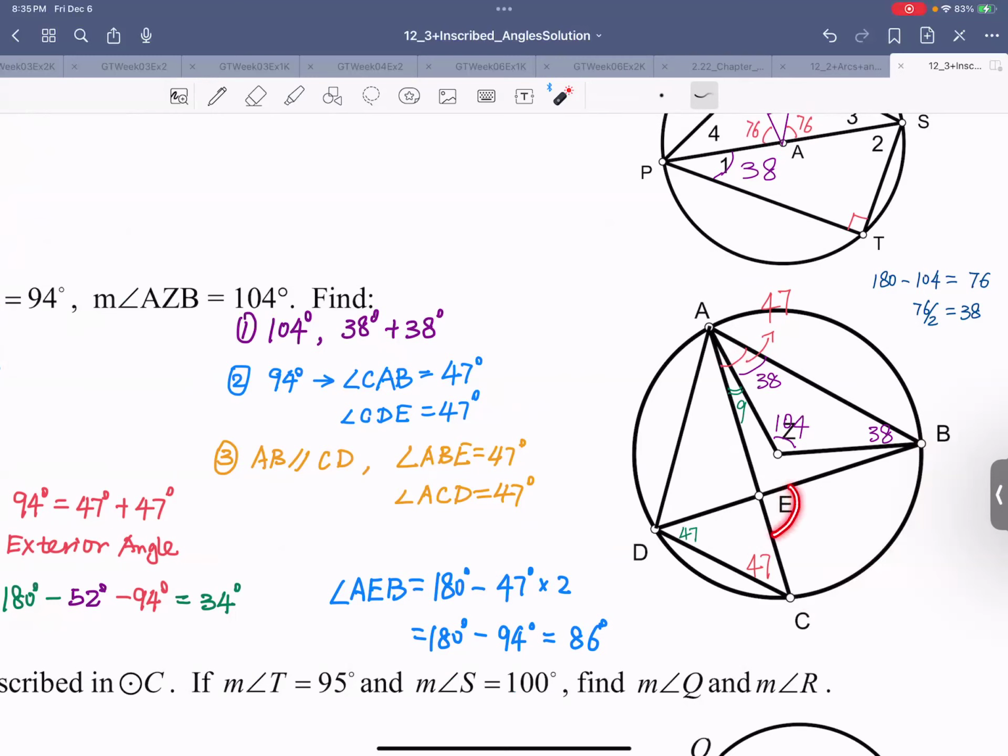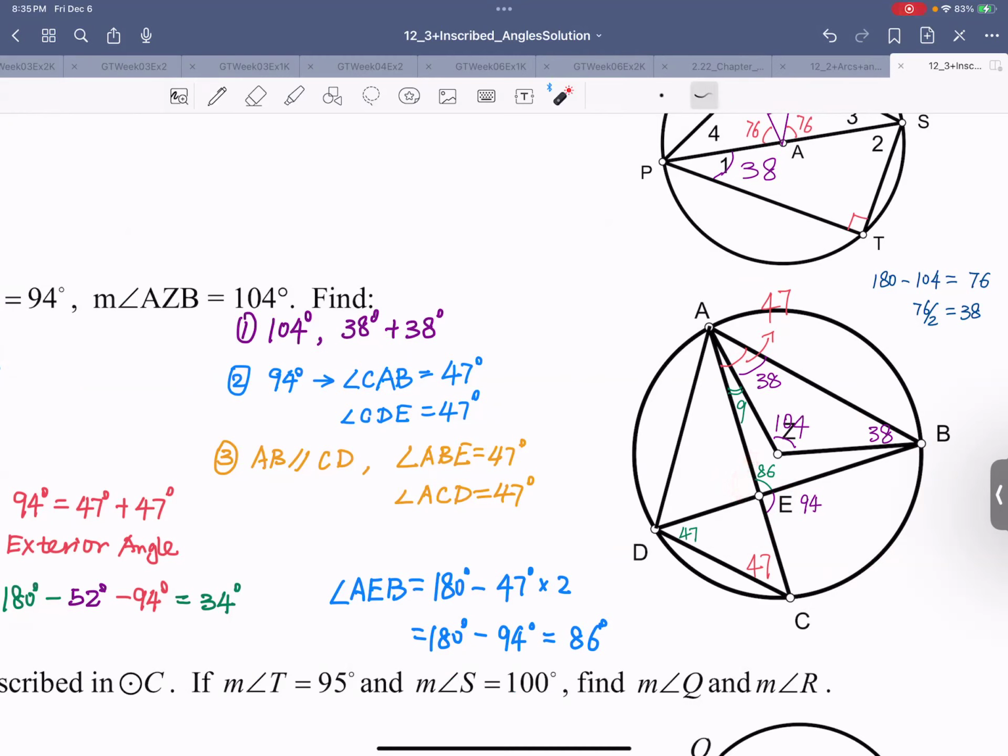How much? 94. Good. 94. Make sense? This is 94. This will be how much? 86. So that is 86. Okay? And then this is same as 94.